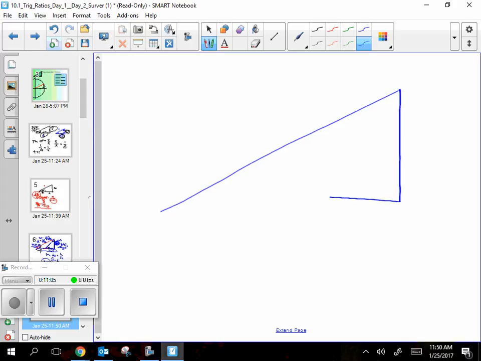You get how that basically makes a great big right triangle? And there's a guy down here. There's a guy up here. And we need to know that distance. Would you agree that that distance is the hypotenuse of our triangle? Let's call it h. Okay.